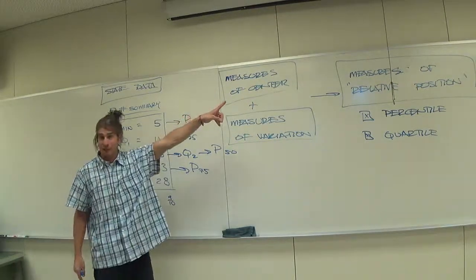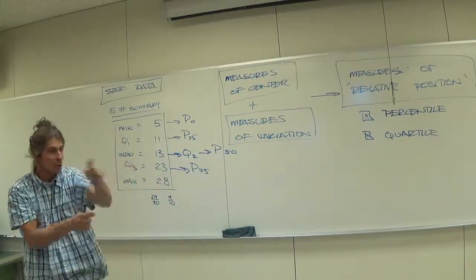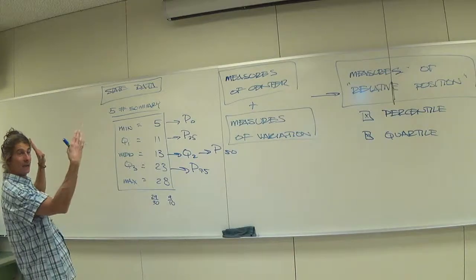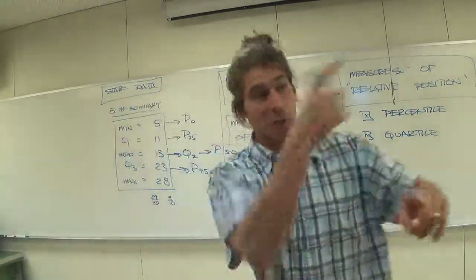Just like with your test grades. I could have easily put the five-number summary up there, but the box plot shows, just like Andrea said, the variety in the lower half versus the upper half. That's why we draw these things as box plots. So let's swing over here.